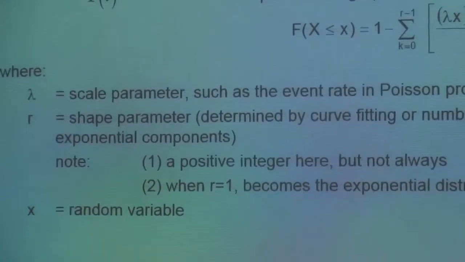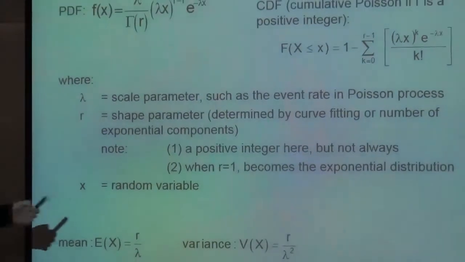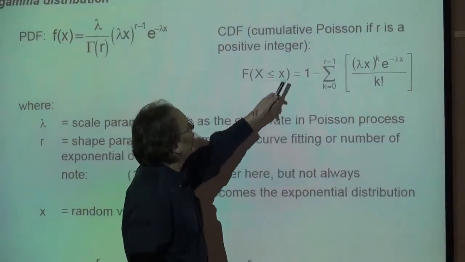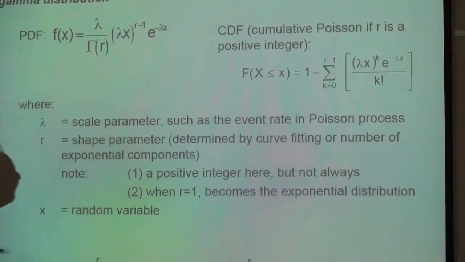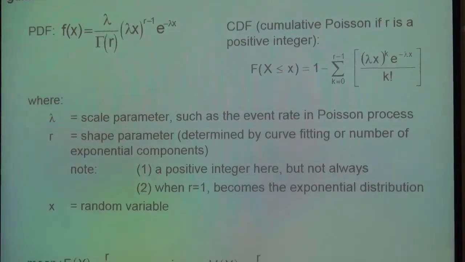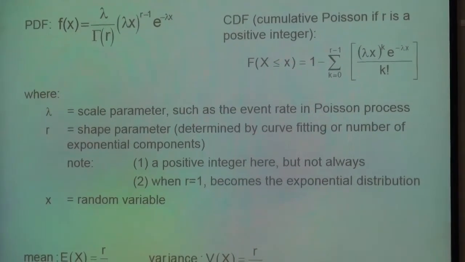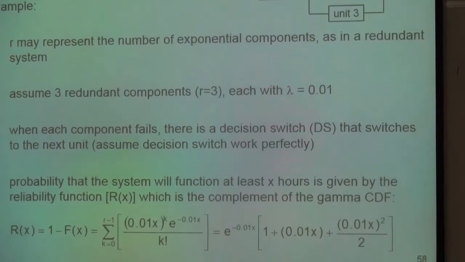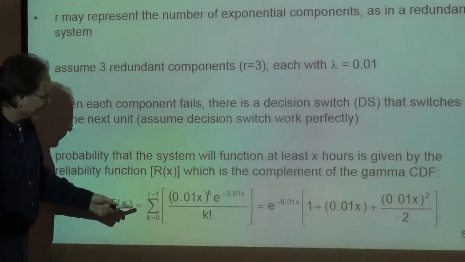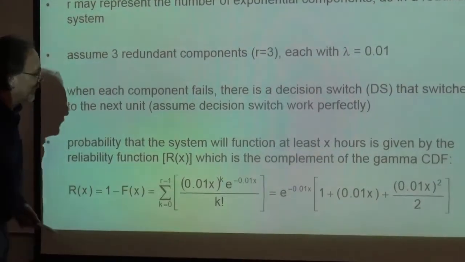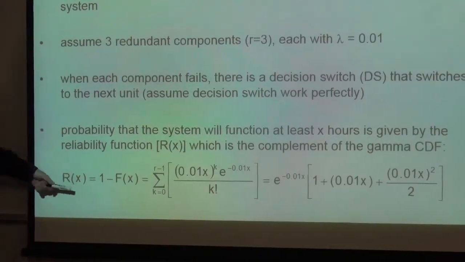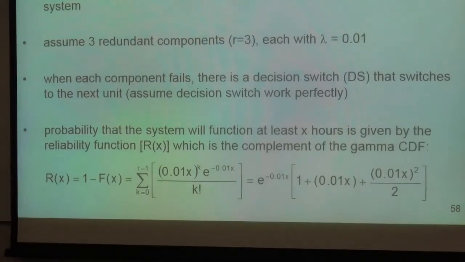notice that the CDF, the probability that x is less than some value, is 1 minus the formula. What we're interested in is reliability, and that's not F of x. Remember that. Reliability is 1 minus F of x. So that means it's just the Poisson formula for reliability. That's all you need to remember, but that's how you derive it.